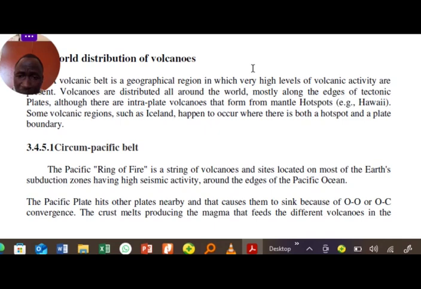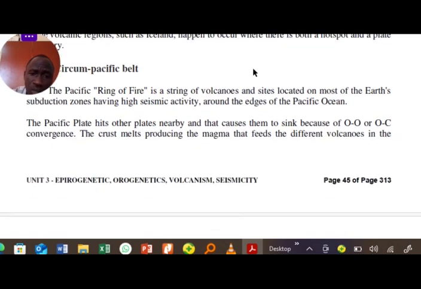They are saying that along the edges of tectonic plates, although there are also intraplate volcanoes, they are formed from the mantle. Then they are saying that they have what we call hot spots, like Hawaii, some of them. Then they talk about areas like Iceland, where volcanoes tend to be happening each and every time.